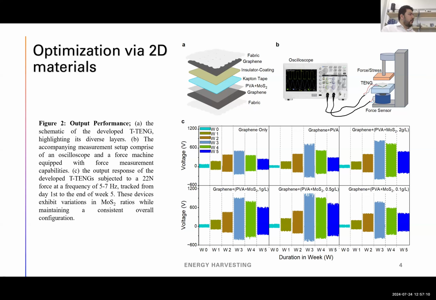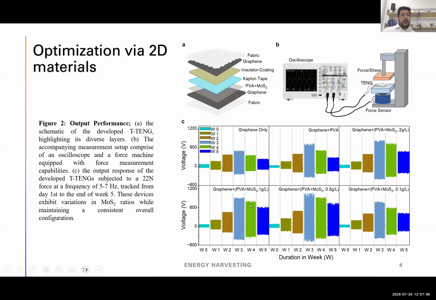when you include molybdenum disulfide, it was helping to accumulate charges, but at high concentration, it left aggregation on the surface of the graphene layer, and the Kapton tape was not able to fix as well as with low concentration, due to the aggregation of the MoS2 layer. So we got the optimum results. This was optimization with 2D material. So we got the optimum result with 0.5 gram per liter of MoS2.